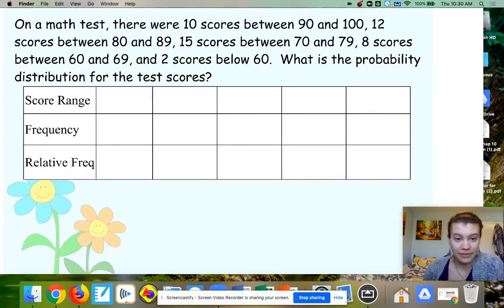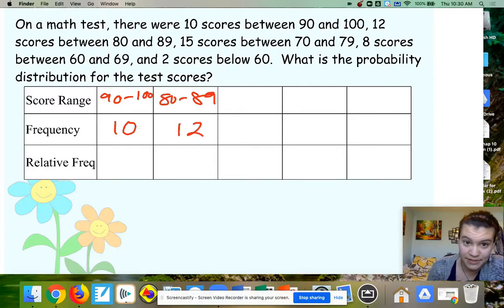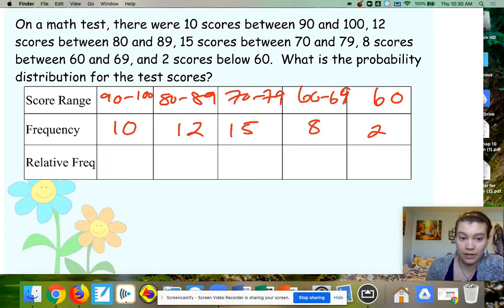All right, so the last example here, we want to make a frequency table. So on a math test, 10 scores are between 90 and 100, so your first score range is 90 to 100, and we had 10 scores. Then it says there's 12 scores between 80 and 89, so 80 to 89. 15 scores from 70 to 79, 8 scores from 60 to 69, and then 2 below 60. And then you have to figure out the probabilities.